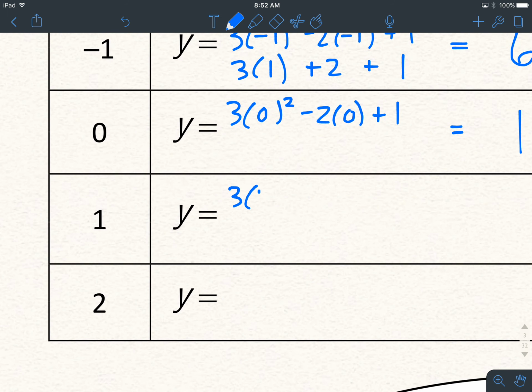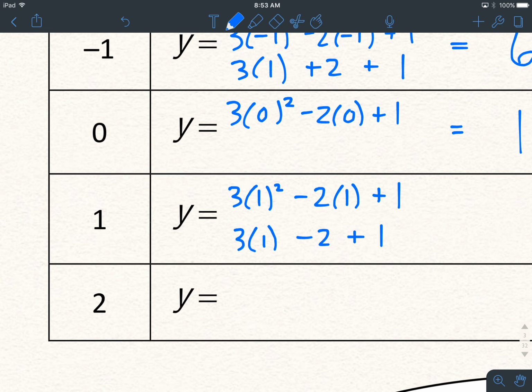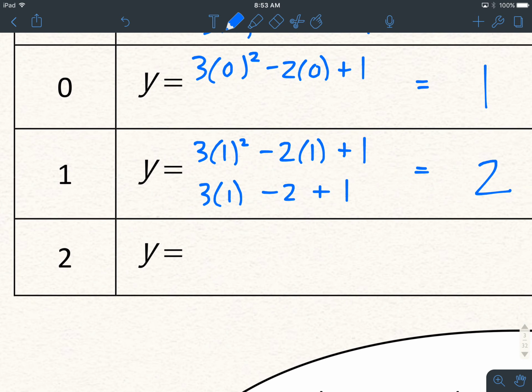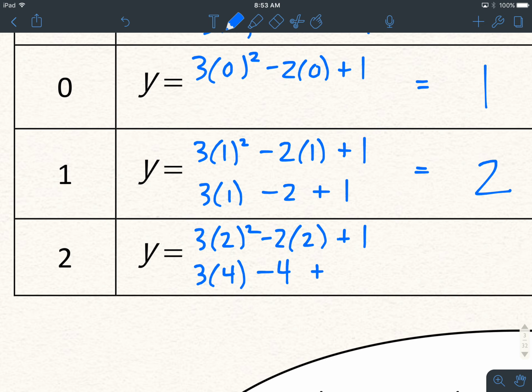So we have 3 times 1 squared minus 2 times 1 plus 1. So we have 3 times 1 minus 2 plus 1. So we have 3 times 1, which is 3, minus 2, which is 1, plus another 1 is 2. And lastly, we have 3 times 2 squared minus 2 times 2 plus 1. This will give us 3 times 4, which is 12, minus 4, which is 8, plus 1, which is 9.